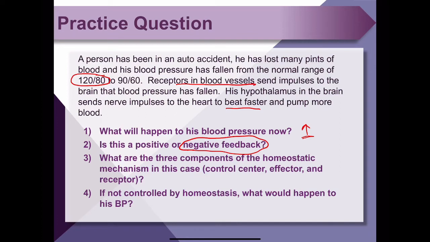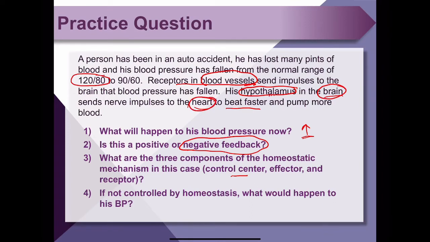Okay, so those are the receptors that tell your brain that your blood pressure has fallen. And hence, the control center is the hypothalamus or the brain. And then the effector is your heart. Your heart now beats faster to pump more blood. So receptor, blood vessel; control center, brain or hypothalamus; and then the heart is the effector.